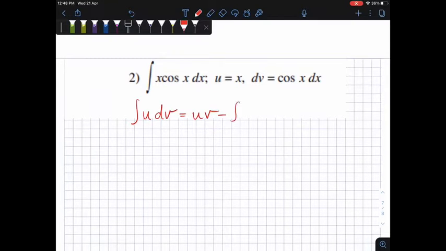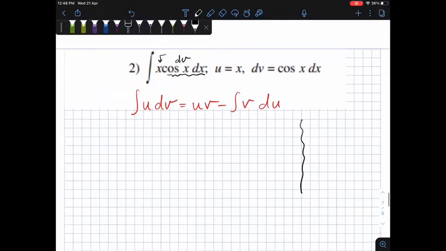cosine x. So we can write here the integral of u dv equals uv minus the integral of v du, and we can let u be the x, the polynomial, and the cosine x dx will be the dv. We can use the tabular way here, so we can make two columns. The first column d over dx, and the second column for the integral.